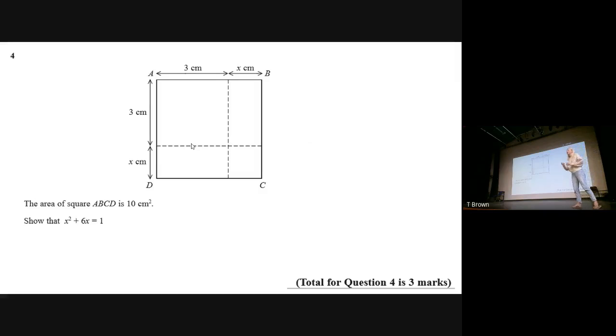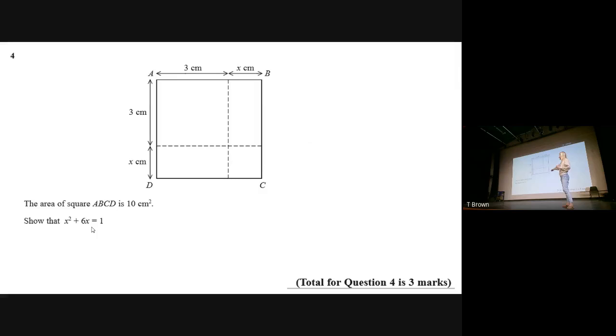Okay, question number 4. The area of the square ABCD is 10 centimetres squared. Show that x squared add 6x equals 1. Now, I'm not going to be surprised if most of you are sat there going, what? Where on earth have they got that from? And that always happens with show that questions. On a show that question, it's going to seem like the thing they're saying has just come from absolute nowhere. I want you to ignore that entirely. We're just going to do something and hope that we get the same.